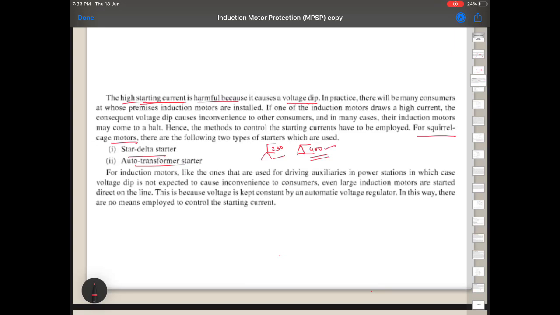I have just given an example of single phase. In low rating, it holds good for the higher rating machine also.